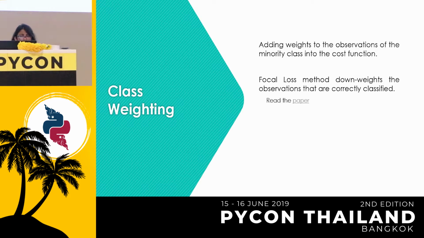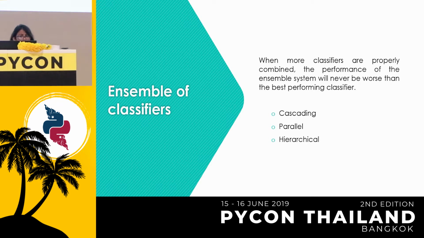Another method is the focal loss method. This method was developed last year, I guess, by Facebook. What it does is give lower weights to the observations that are already correctly trained, and higher weights to the examples that are harder to learn.